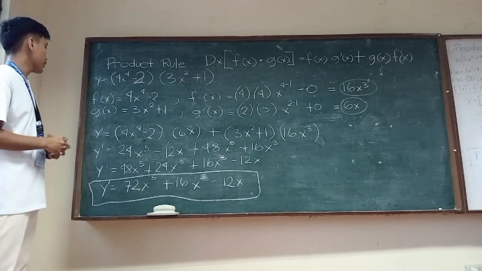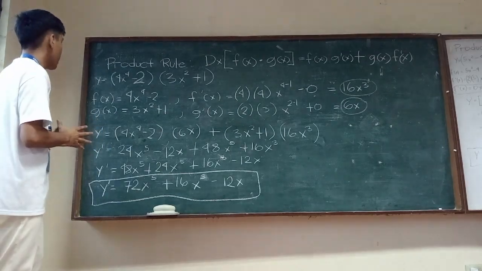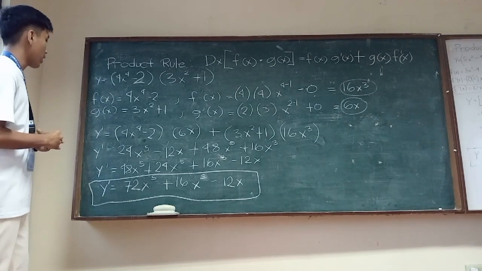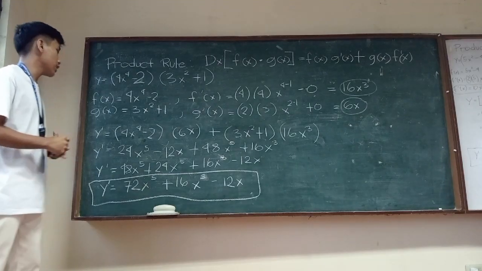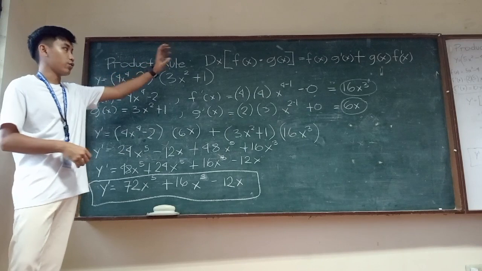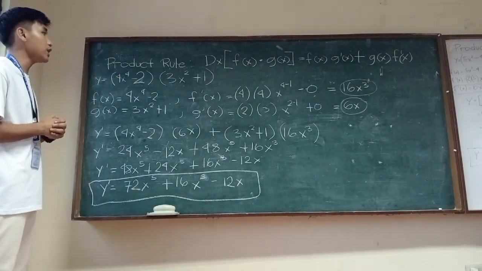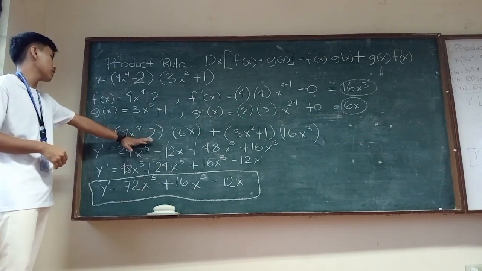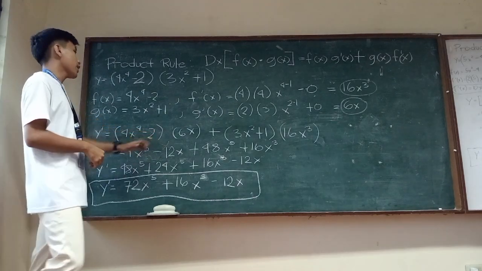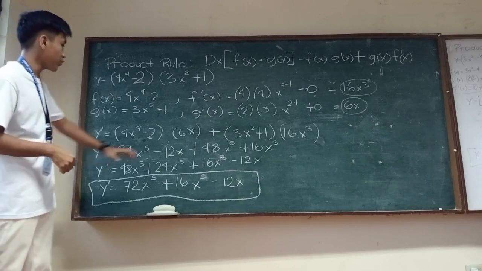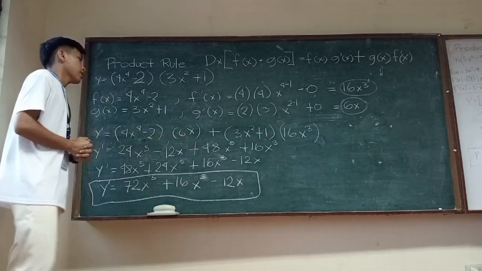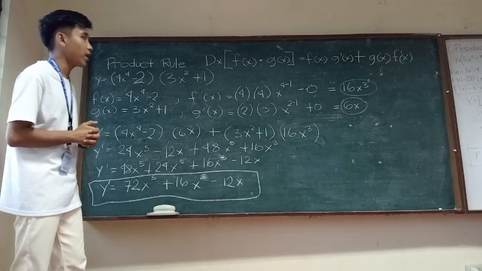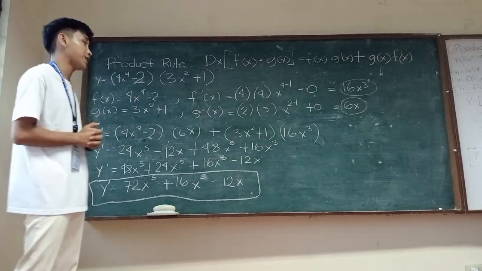Now, since nakita na natin yung value ng f(x), g(x), and our primes, let's proceed to the next step, which is the y prime equals to that formula. So, ipa-follow na natin yung formula. First thing is hahanapin natin si f(x), kung sino yung value ng f(x) natin. So, si f(x) natin is x raised to the power of 4 minus 2, multiplied by the g prime of x, which is 6x. Then, plus the g(x), which is 3x squared plus 1, multiplied by our f prime of x, which is 16x cubed.